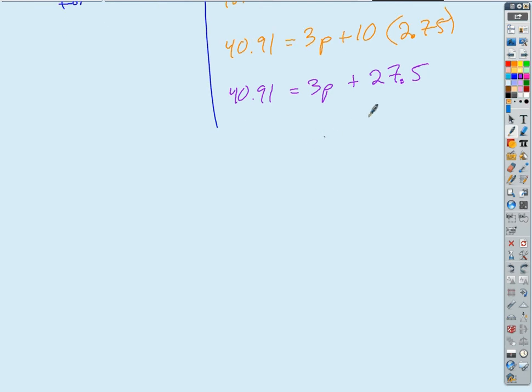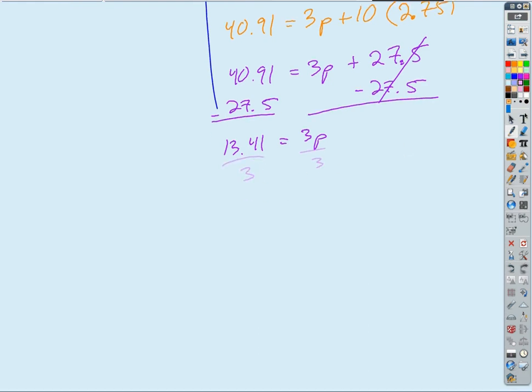So if we do that, those go away. What's that going to give me? 13.41 equals 3P. And if I divide each side by 3, what are we going to get? P equals 4.47. We're done. We're about $4.47 per bag. End of story. Okay, make sense?